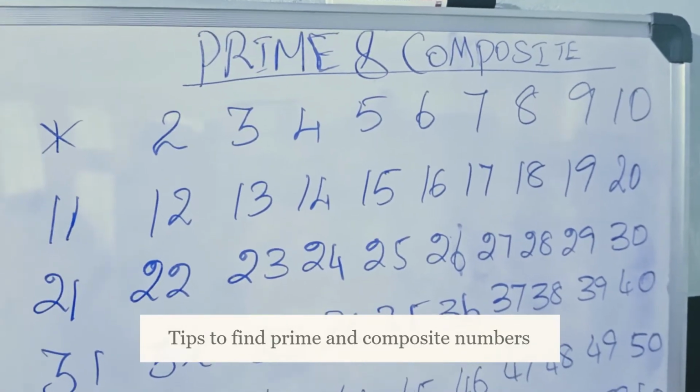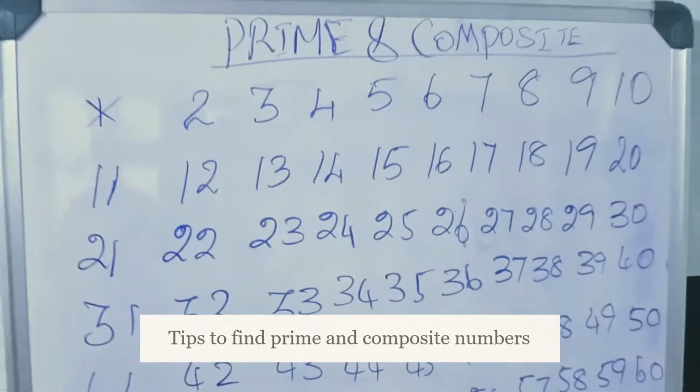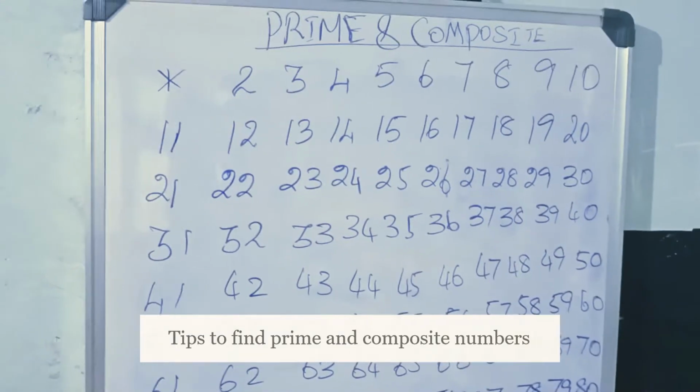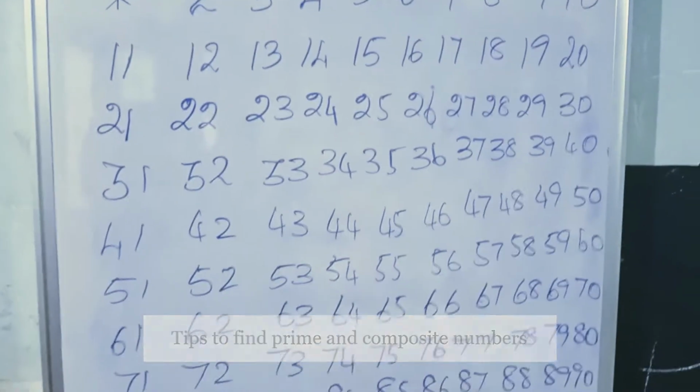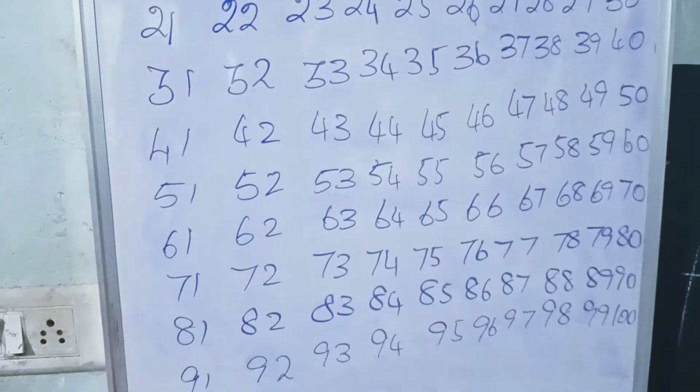Today I am going to tell you tricks to find prime and composite numbers. Okay, 1 to 100 numbers here. We have to find prime and composite numbers.